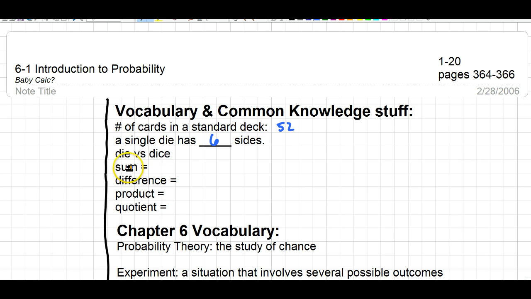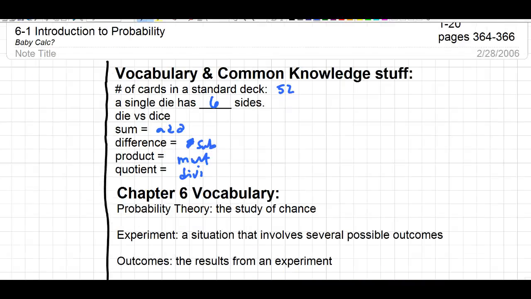Also, the next 4 words here, sum, difference, product, and quotient, those might come up on occasion during chapter 6, and students need to know what those words refer to. Sum is the answer to an addition problem. Difference is when you're subtracting. Product is when you're multiplying, and a quotient is when you're dividing. So know that students will be required to know those words for tests and quizzes. They're words that I'm assuming you're comfortable with.